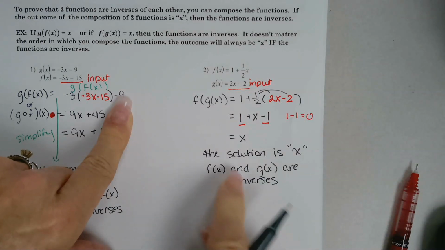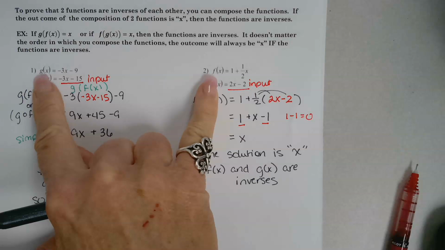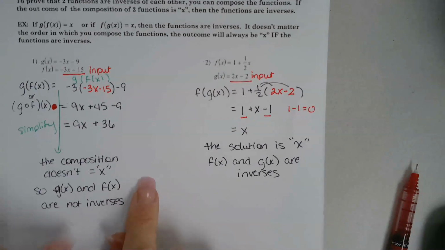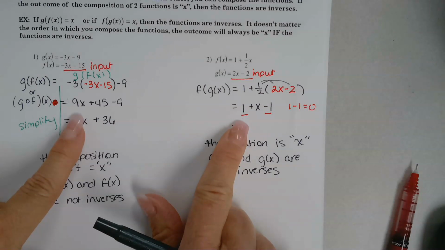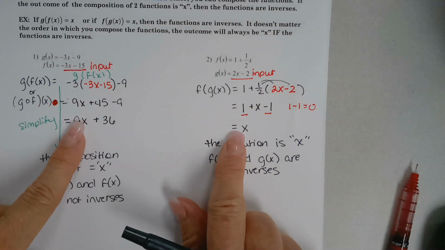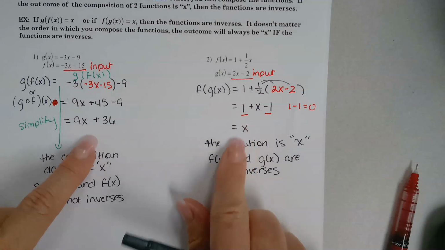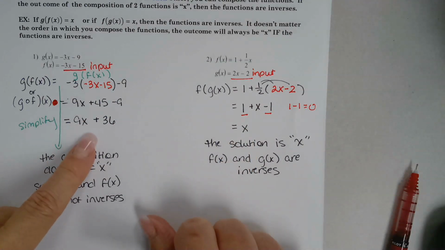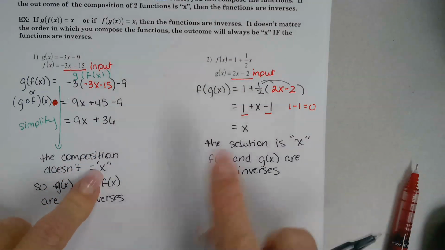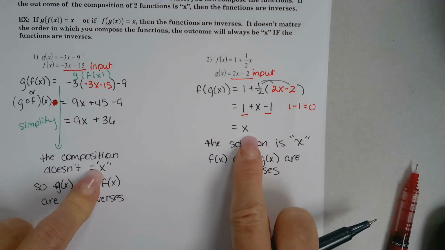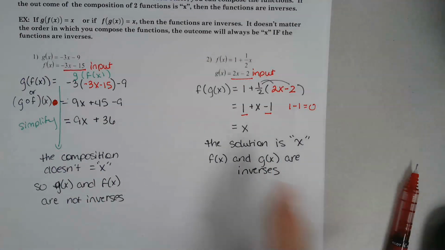All right, so on your assignment, and by the way, this is problems 1 and 2 on your assignment, I want you showing your work on everything. Don't just guess and go, oh yeah, I can tell by looking. You need to practice this procedure. If you get this kind of an answer, you're going to put not inverses. If you get x, you're going to write inverses. That's it. Show your work.